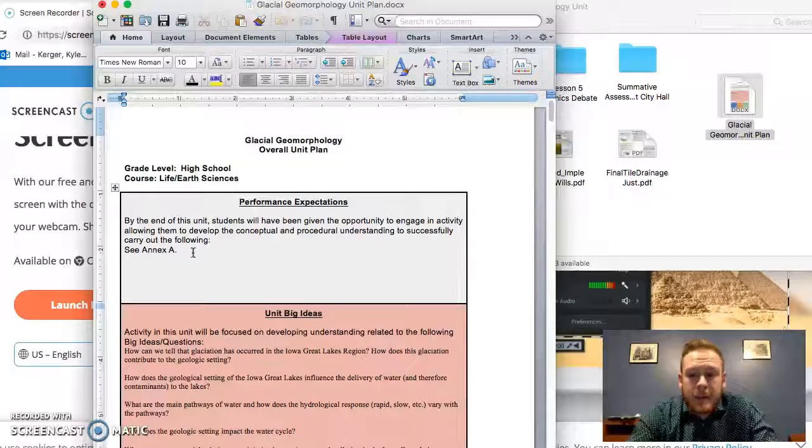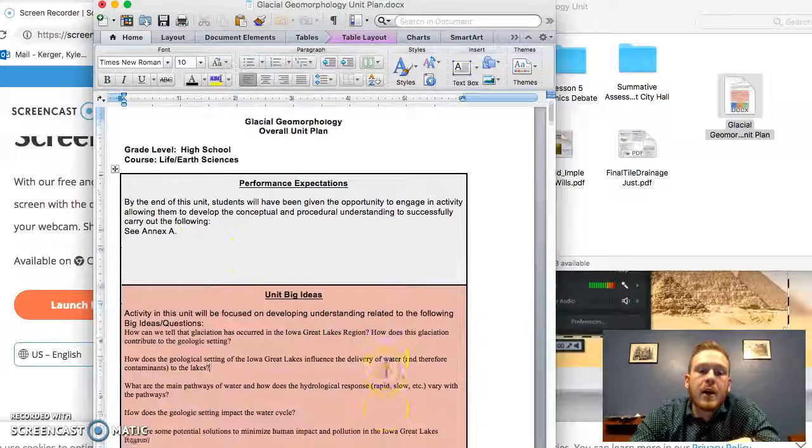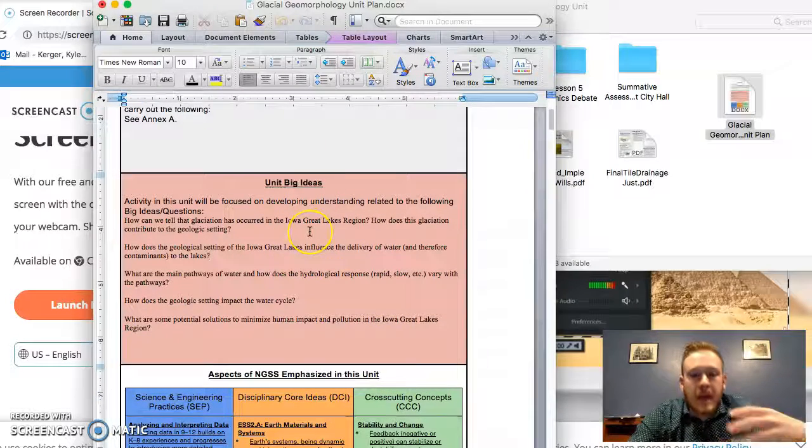And also it kind of depends on what your district counts as fulfilling a performance expectation. So I included a huge long list of them that I think could be fulfilled by this. I said see Annex A because I put it at the end because I didn't want to bog down too much space right here. So the next part we have kind of the big ideas and big questions that I imagine for this unit.